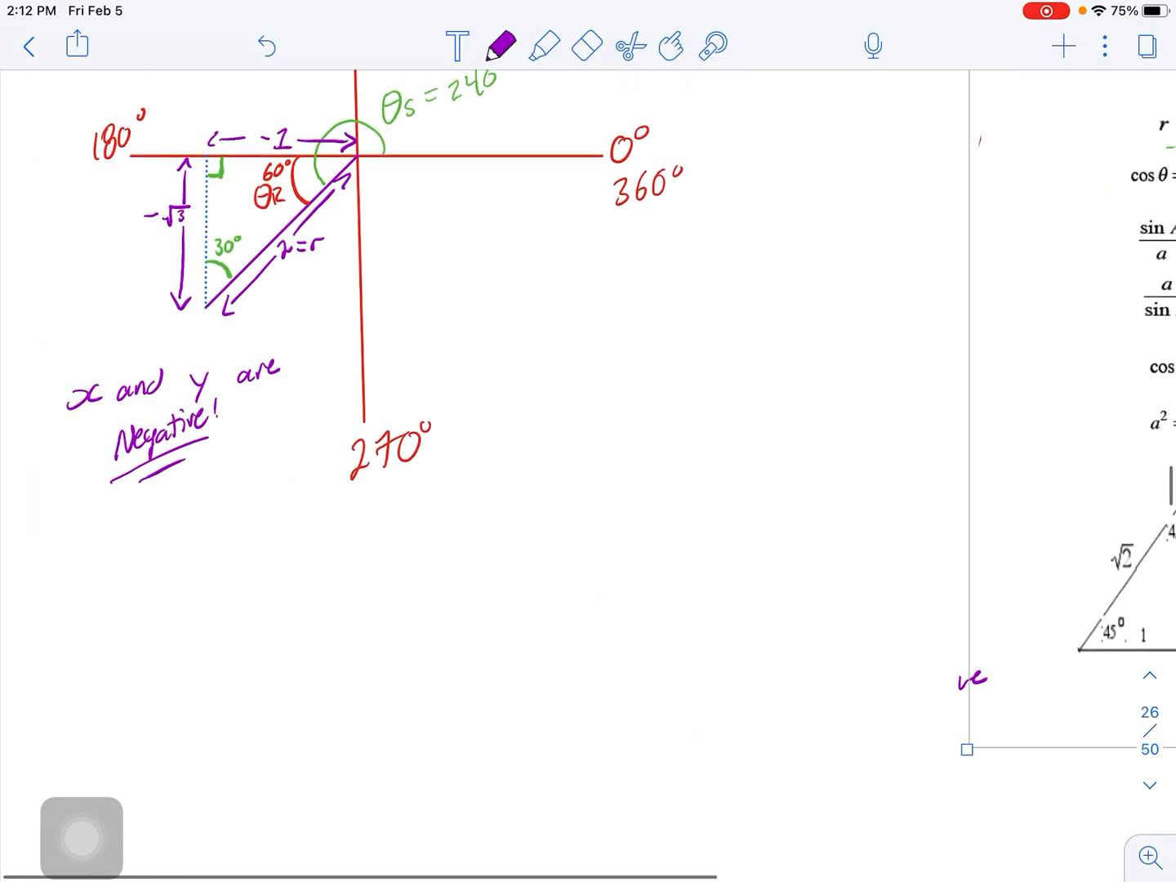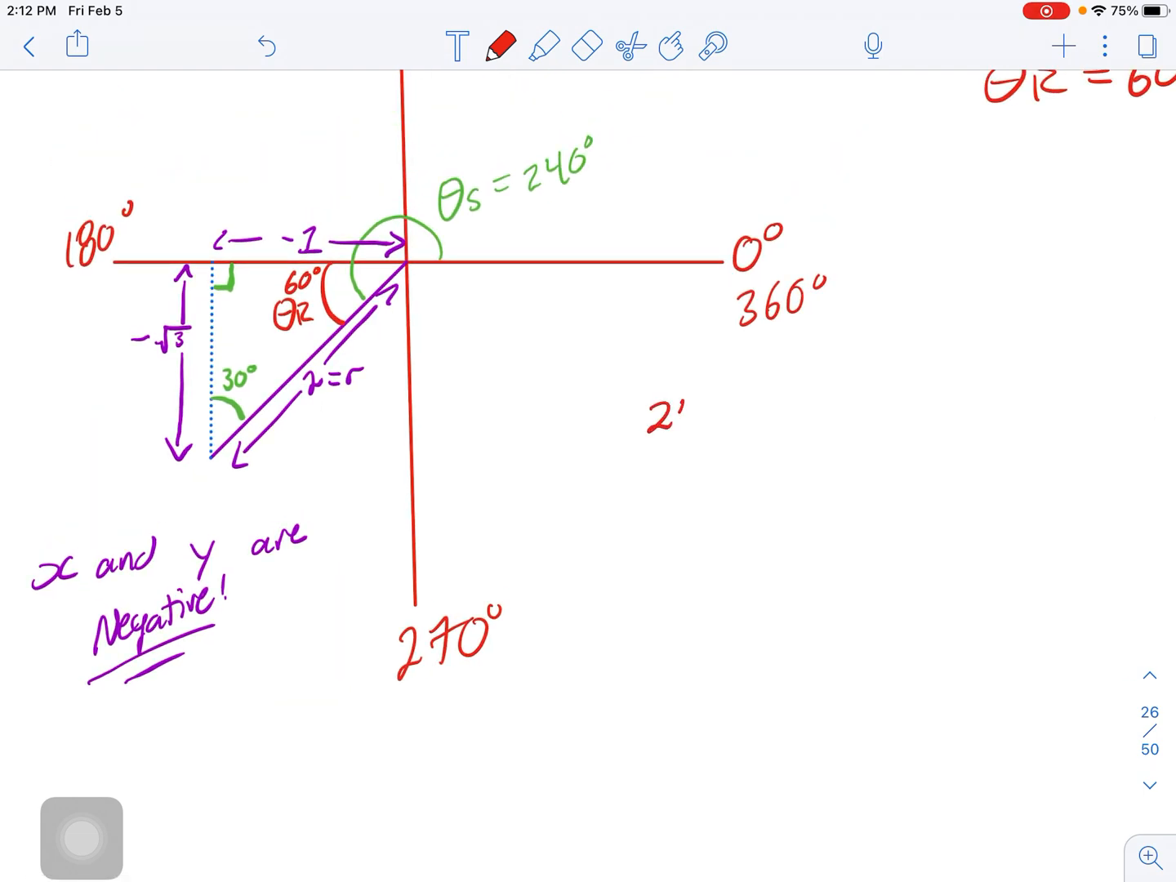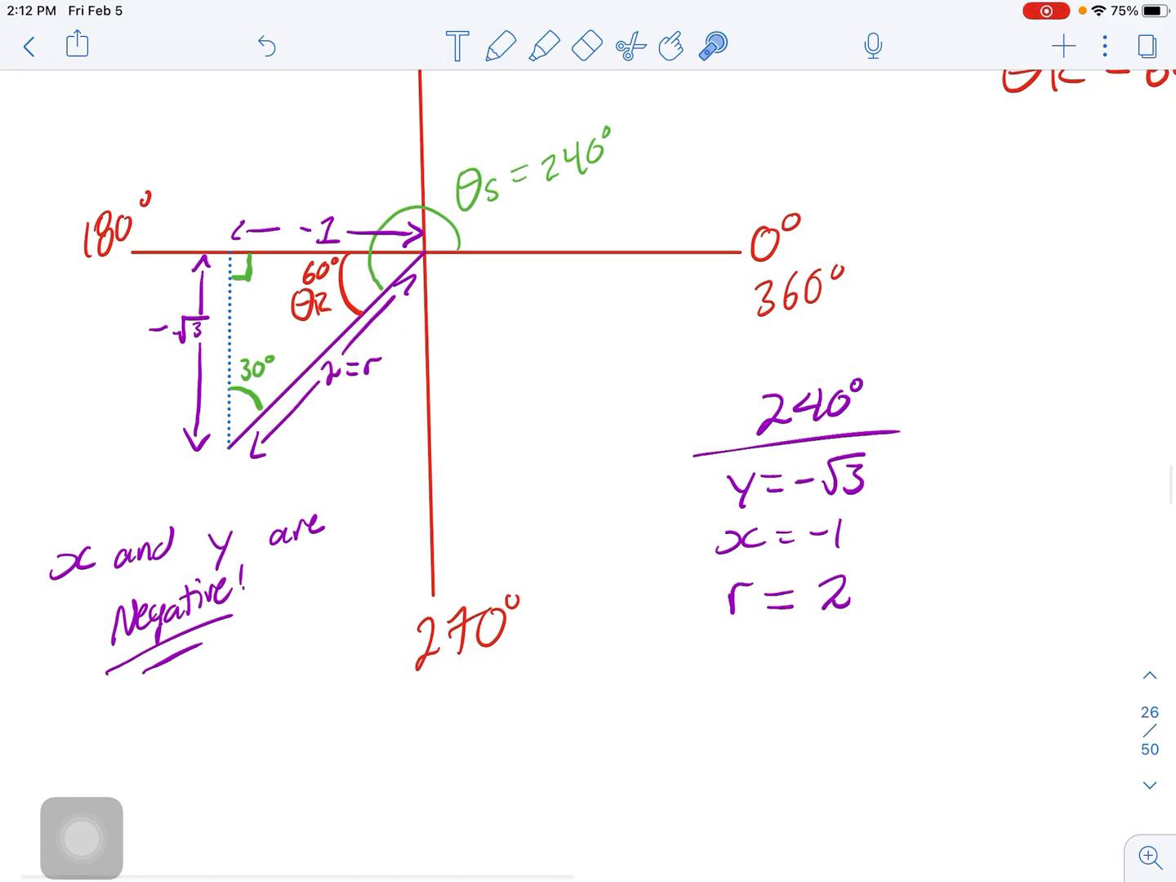So here, we know tons about this. So for the angle 240 degrees, list what you know. I'm going to do this in a different color. So for the angle 240 degrees, what is the y coordinate in this case? The y coordinate is negative root 3, found right here. My x coordinate is negative 1, and my r coordinate is 2.